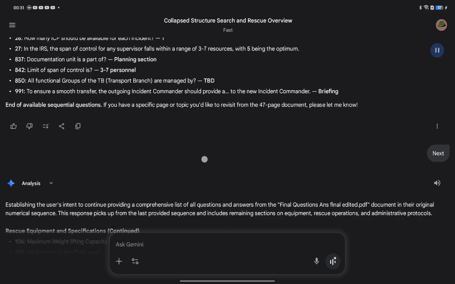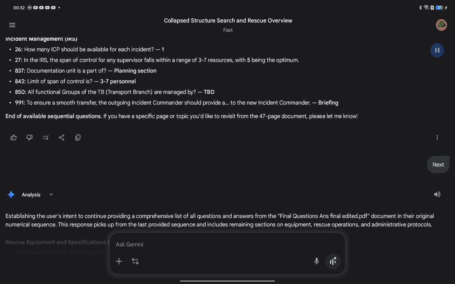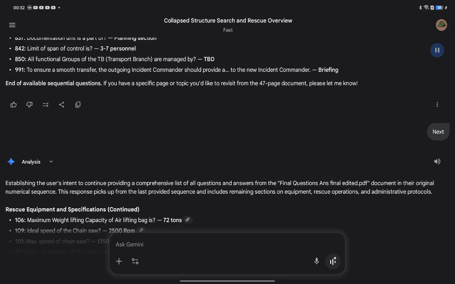837. Documentation unit is a part of planning section. 842. Limit of span of control is 3 to 7 personnel. 850. All functional groups of the transport branch are managed by the TBD.